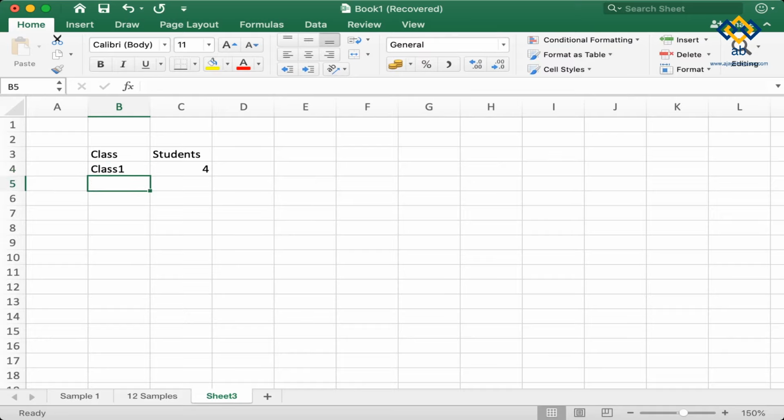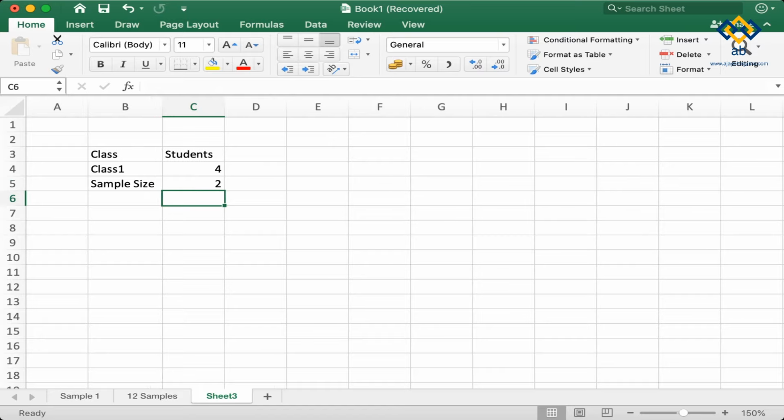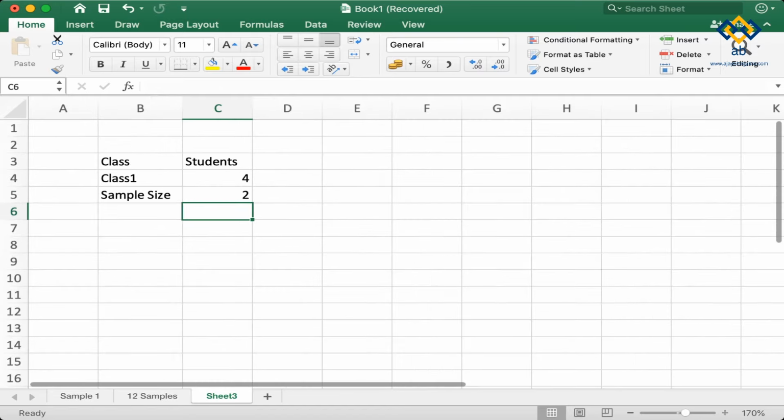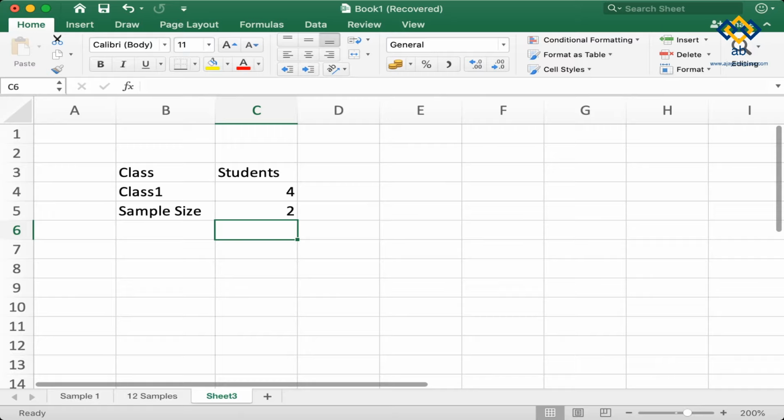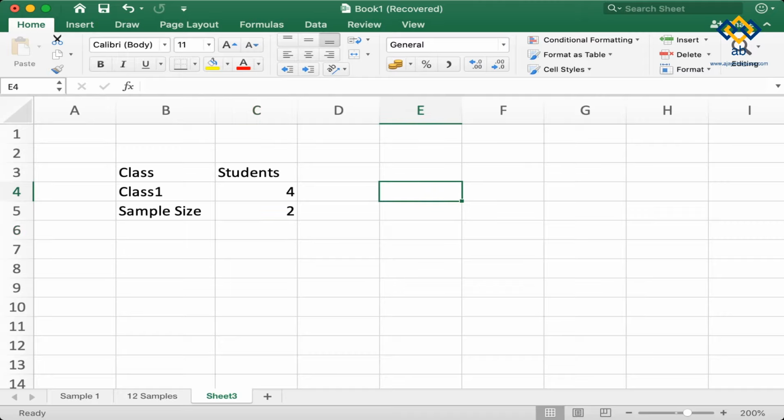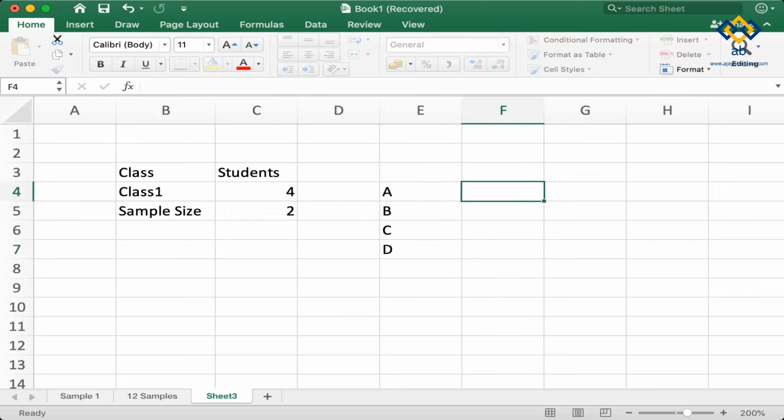Now suppose I take a sample size which is 2, right? 2 is the size of my sample. Now the question is, how many samples can I make of size 2? Suppose these 4 students are A, B, C and D, right? So how many possible samples can I make?